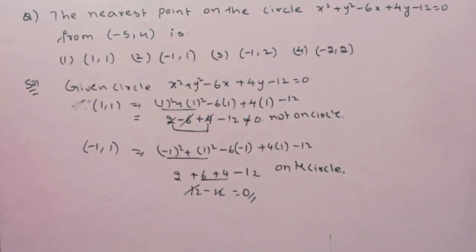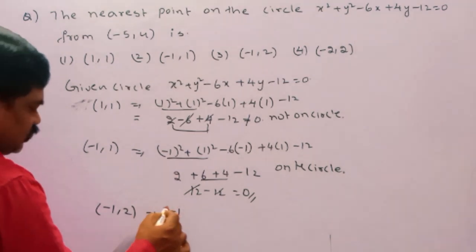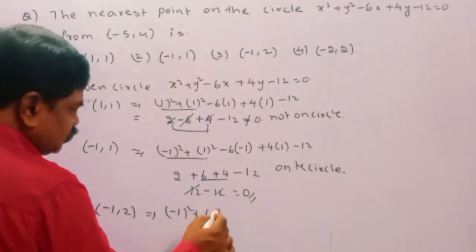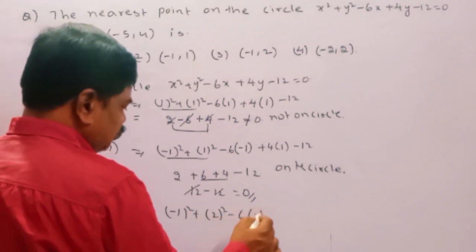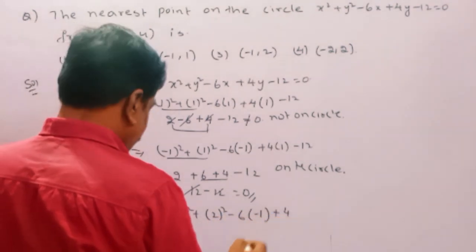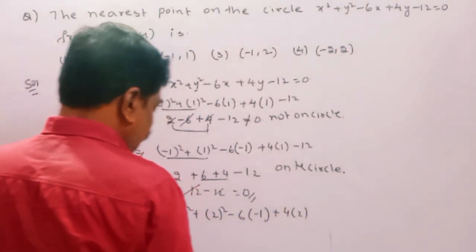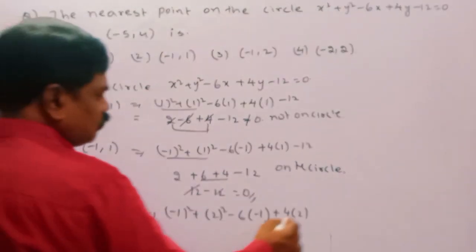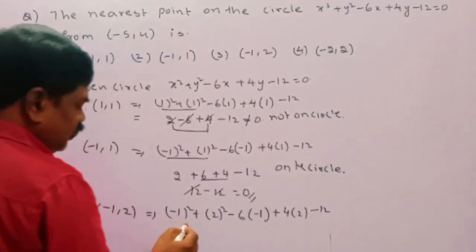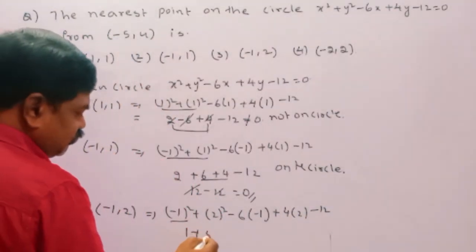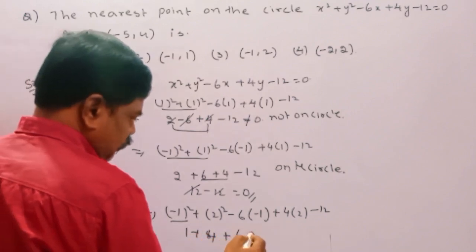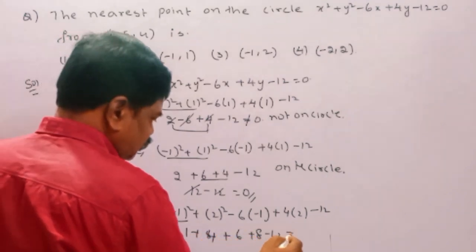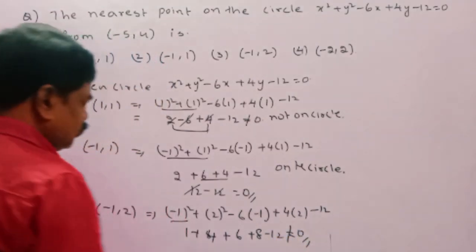Okay, then (−1, 2): (−1)² + 2² − 6(−1) + 4(2) − 12 = 1 + 4 + 6 + 8 − 12, which is not equal to 0.